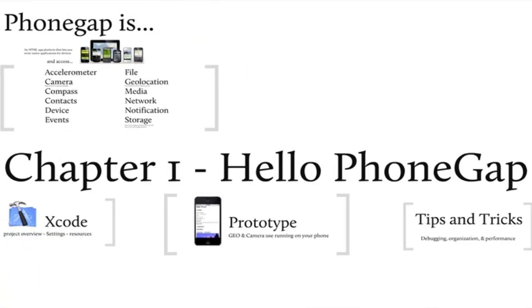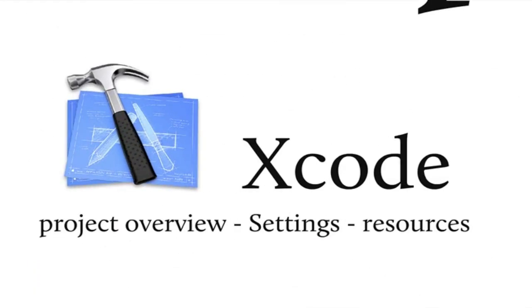In this chapter, you're going to get a tour of Xcode and how the Phonegap projects are laid out. Although I'm going to be using the Mac-based Xcode environment and the iPhone simulator, it's important to note that all the code I'll be demonstrating works across all platforms. So if you want to follow along in Windows with Eclipse, building this application for an Android, you can.